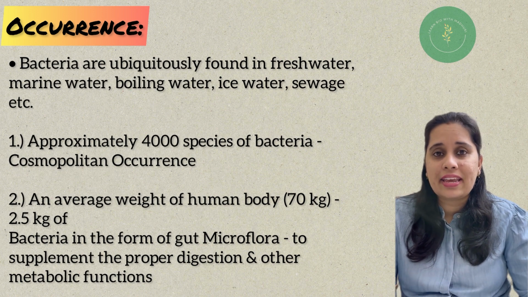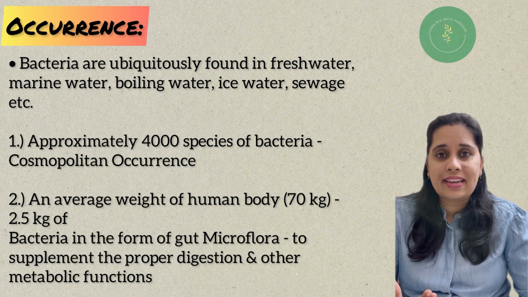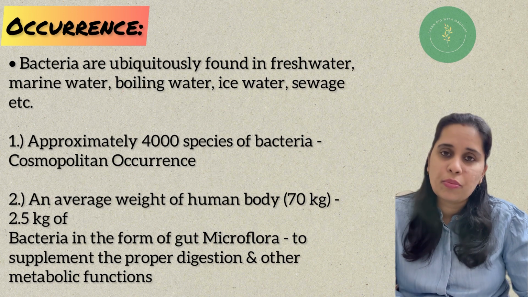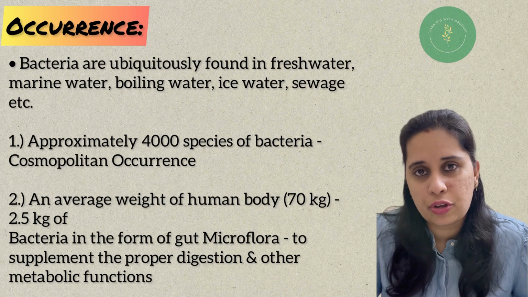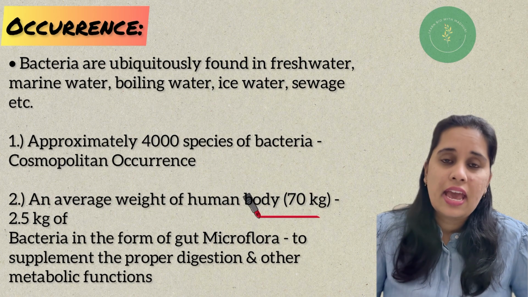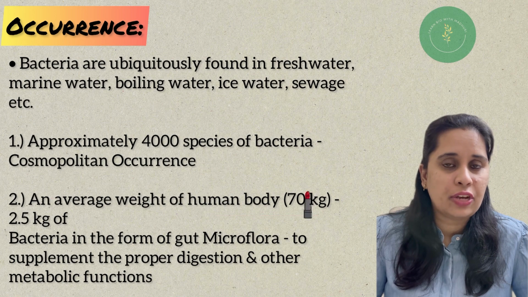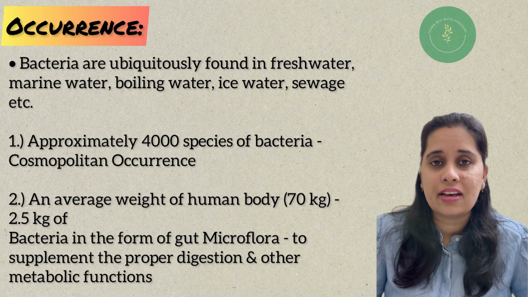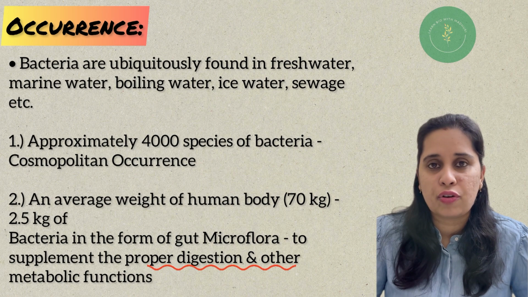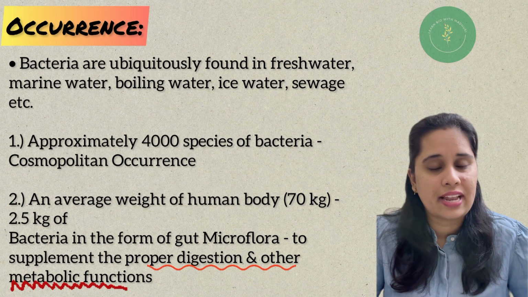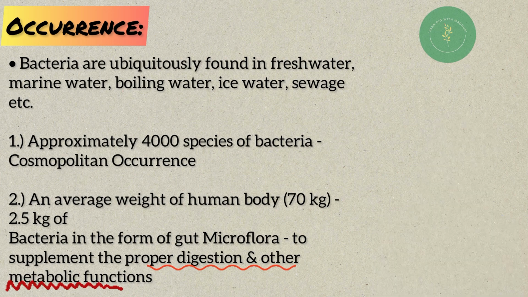Bacteria can be a friend or an enemy to human beings. Point number 2: if the average weight of a human is 70 kg, around 2.5 kg will be bacteria, and these bacteria form the gut microflora, which helps in digestion and certain metabolic functions.